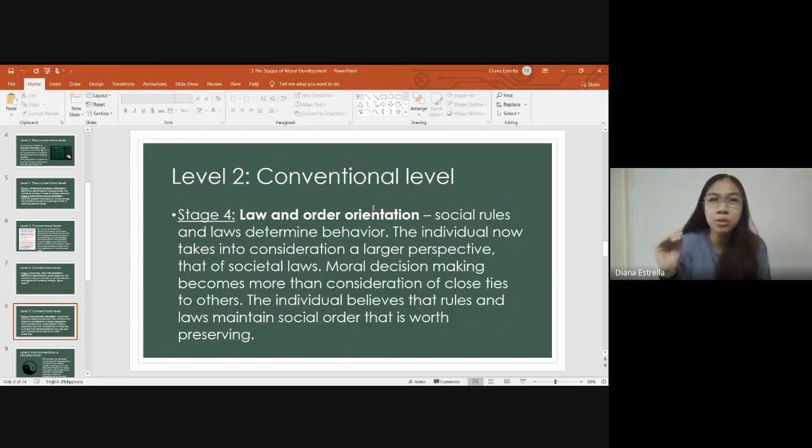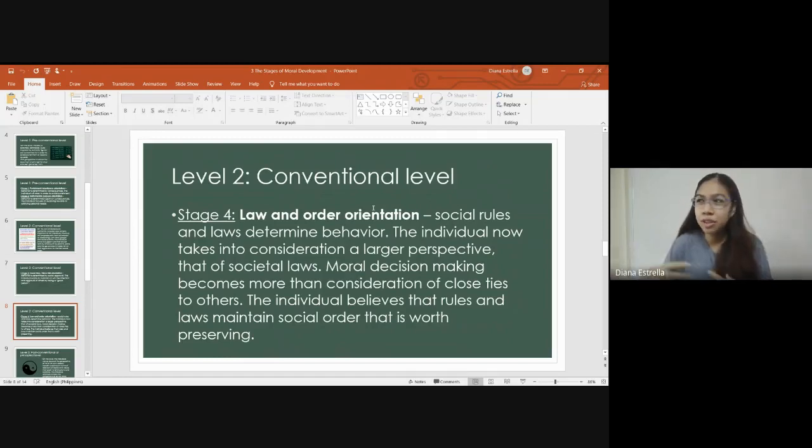You always follow the rule because the rule, or the law, is something that provides order in the society. And hindi yun dapat ma-disrupt, no? So what you do is you always follow the rule, okay? So ganun, it's still about, so yung motivation mo to do something is about the society, okay?